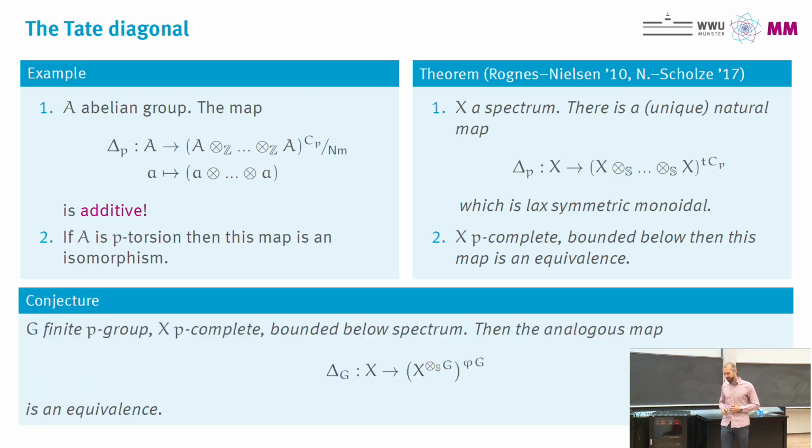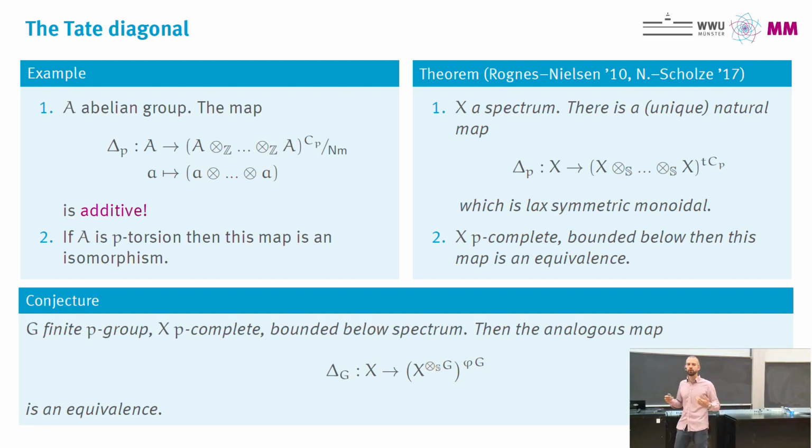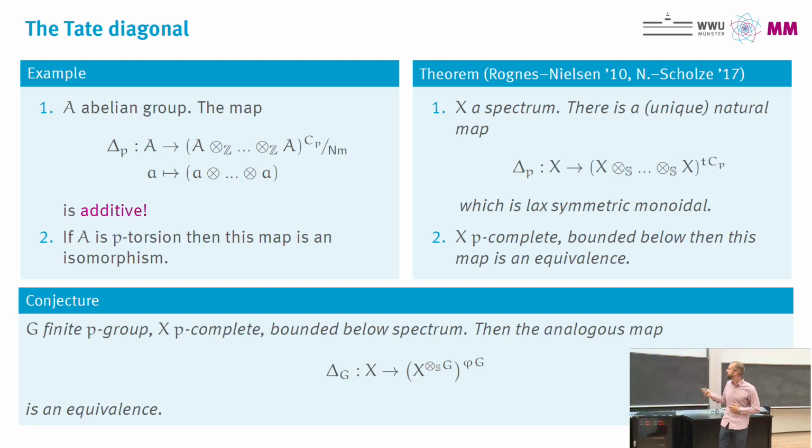Okay, and just now we've only restricted to the group C_p. Let me just say one thing that I conjecture to be true: if G is a finite p-group, but there's a more general conjecture for general groups, it's just a little harder to state. If G is a finite p-group and X again is a bounded below spectrum, then the diagonal map going to G tensor factors of X is an equivalence. And I should say, there's this little phi coming up here. That's an analog of the Tate construction, which I will not introduce here. This is what I call the proper Tate construction.